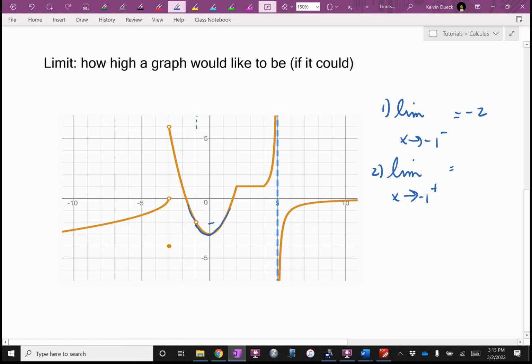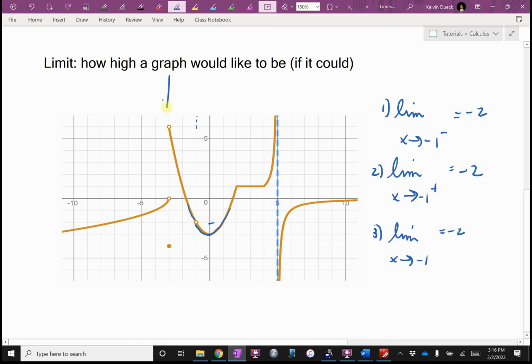What height am I approaching, folks? Negative 2. Did I get the same value approaching from either side? Then we say the limit exists. If you get the same value approaching from the left as you do approaching from the right, then we would say the limit as x approaches negative 1 from either side equals negative 2.